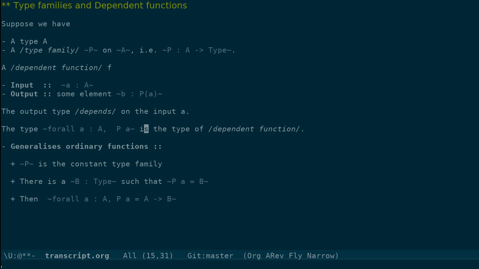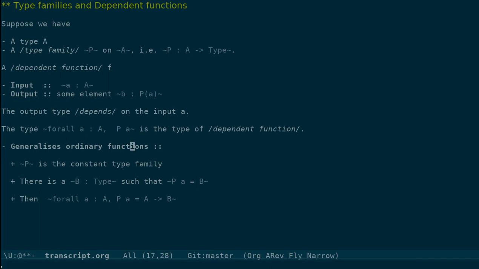And the type of all such functions, the type of all dependent functions from A to P of a, is given by this type, for all a, P of a. So for all a, P of a is the type of dependent functions given by the type family P. Recall the output's type actually depends on the input. It is not fixed throughout.